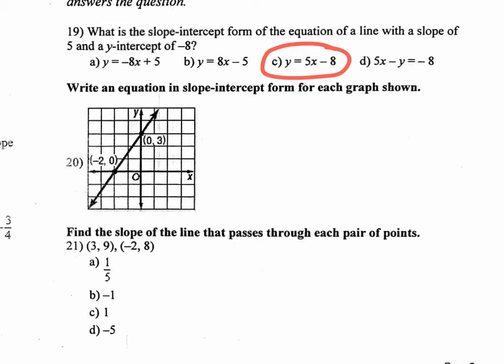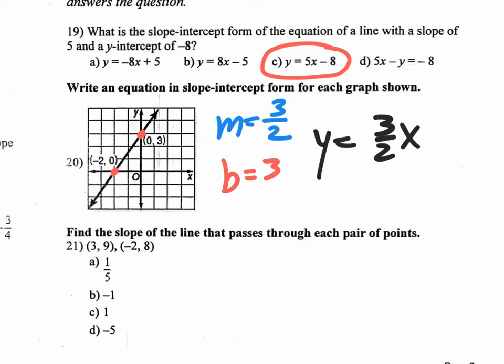Number 20. Write the equation in slope-intercept form. What is the slope from here to there? How much do I rise and how much do I run? The slope is rise 3, run 2. Okay, so what's my b value, my y-intercept value? Where does this line cross the y-axis? 3. So what's my equation? y equals 3/2 x plus 3.